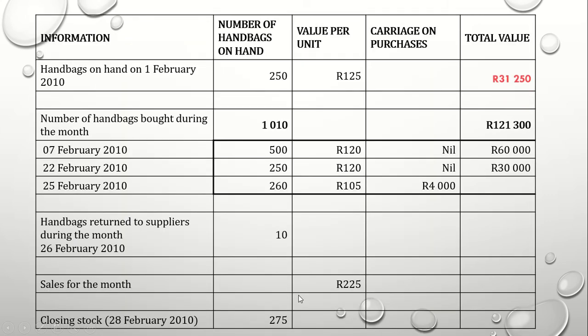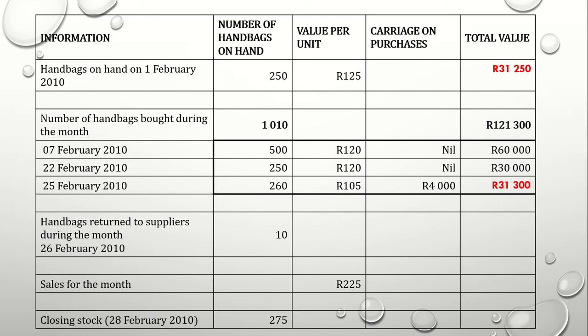First, let's start by completing this table. For me to get that 31,250, all I did was take 250 times 125. That's how I got that 31,250. And to calculate B here, I'm just going to take 260 times 105, and then I will add 4,000, and then it'll simply give me 31,300.